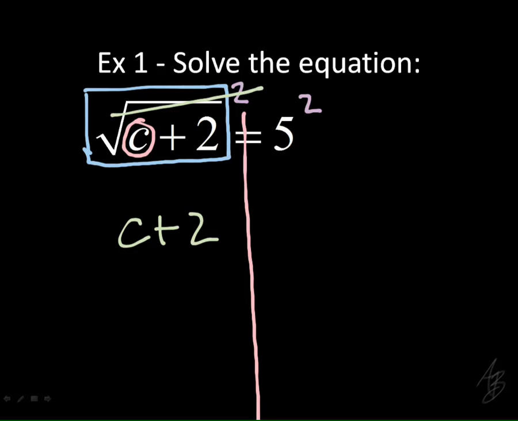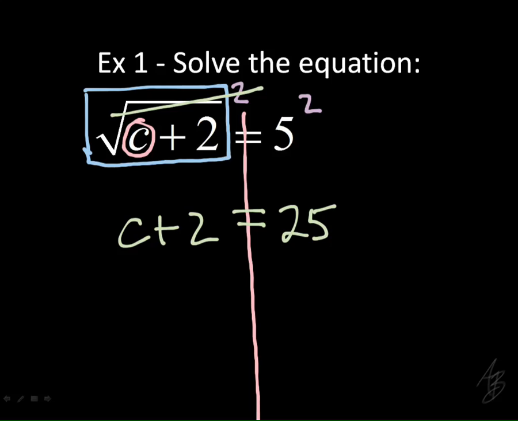C plus 2. And then on the right side, we have 5 squared. What is 5 squared? And we're done, right? No more square root, we're finished. No. Here's where we solve as usual, right?